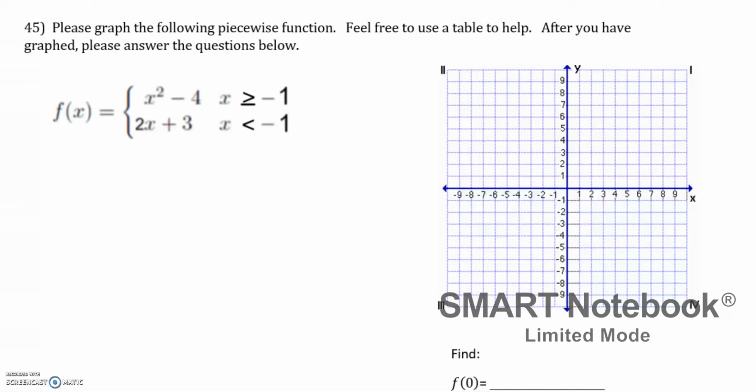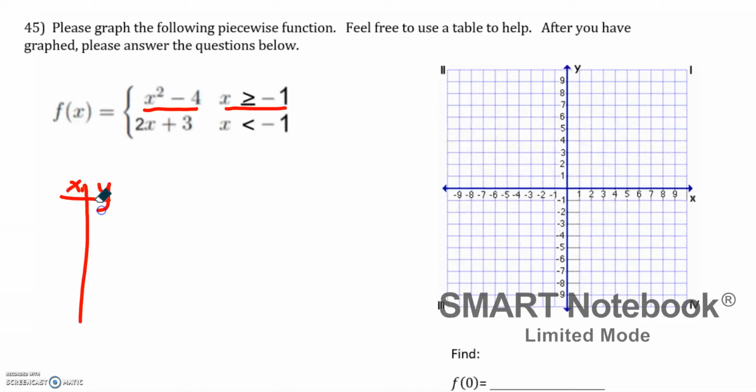We'll be doing just number 45, which is a piecewise function. So piecewise means that only a chunk or a piece of each graph exists at certain locations. So x squared minus 4 only exists when x is greater than or equal to -1.